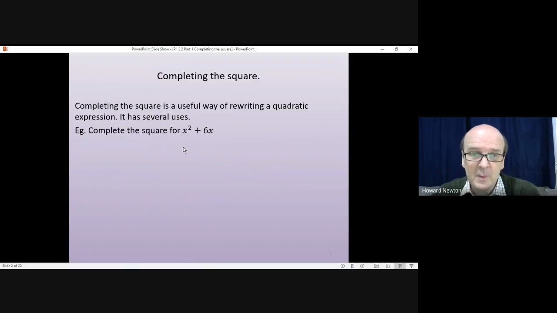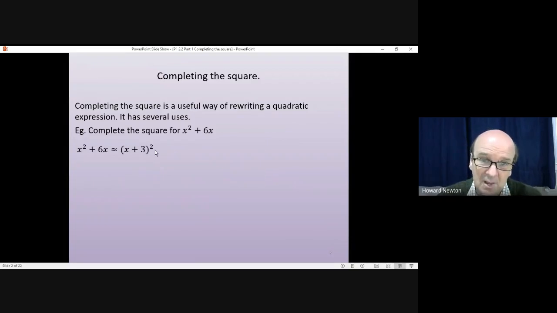What does completing the square mean? The completing the square bit refers to a square bracket that you have to create. In this case, if I was trying to complete the square for x squared plus 6x, the square bracket would be x plus 3 squared. Why x plus 3 squared?